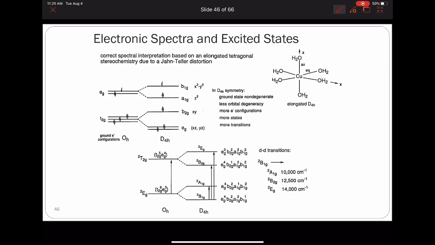A way that we can explain that is related to Jahn-Teller distortions. So if we have a tetragonal distortion, that is an axial distortion, which is an elongation of those axial bonds, we can observe that there are now three different energy states that can be achieved. So three different excited states that are within that system.